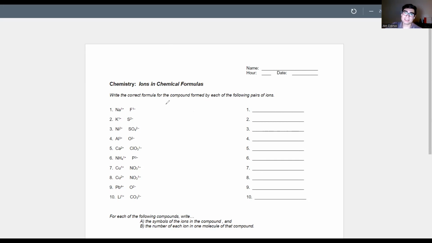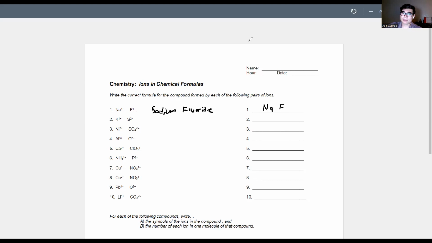So number 1, we have sodium, looking at the periodic table, and then we have fluorine. What we would call this is sodium. The metal is just the normal name. And then fluoride. The chemical formula is going to be NaF.